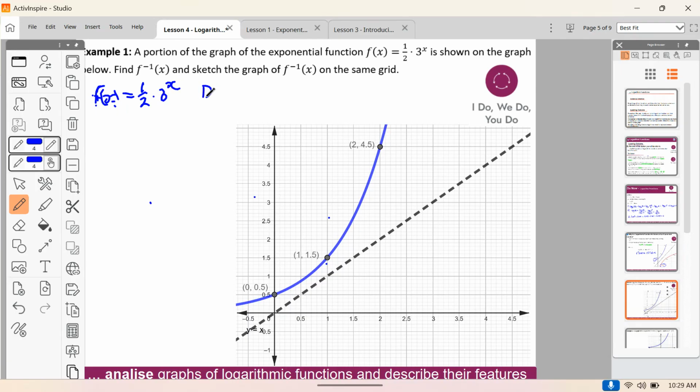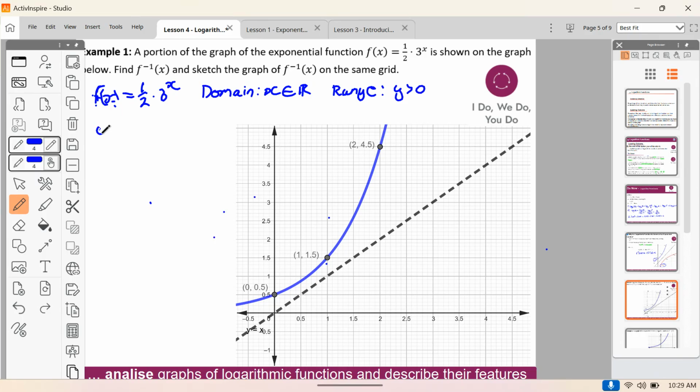So the domain is x is all real numbers. The range is going to come from the horizontal asymptote. So here we have no vertical translation. So that means that the range is going to be y is greater than 0.